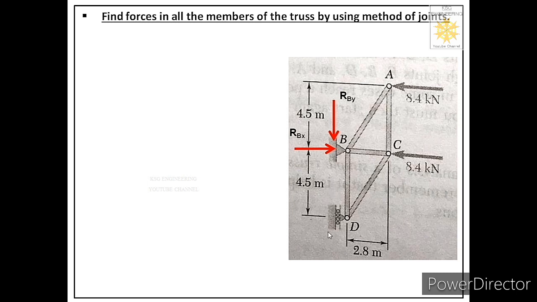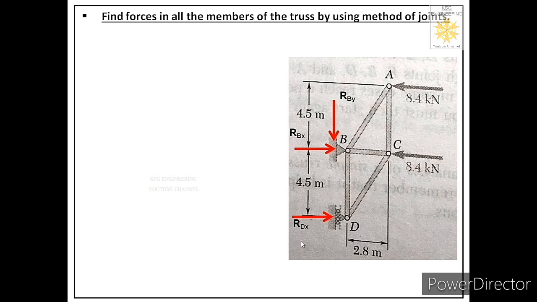Okay, now let us place the reaction provided by the support placed at joint D, that is the roller support, and we know it provides only one reaction, that is normal to its surface. And we have labeled it as Rdx. The meaning of that is reaction at D in x direction. And for this reaction also we don't know its direction at the start, so we have just assumed that it is acting towards right. So the very first step is to identify the supports given in the truss, then label the reactions provided by those supports.